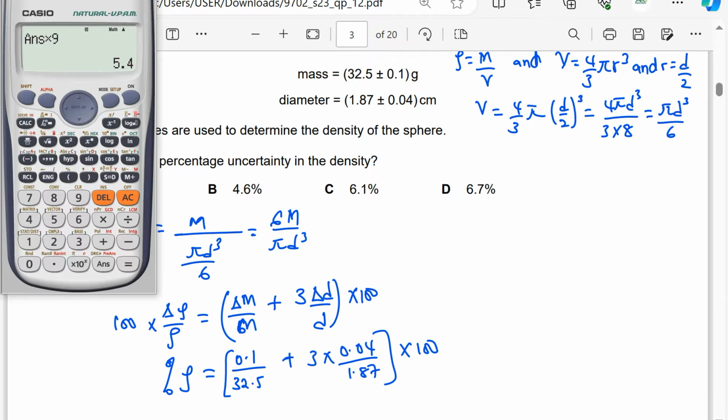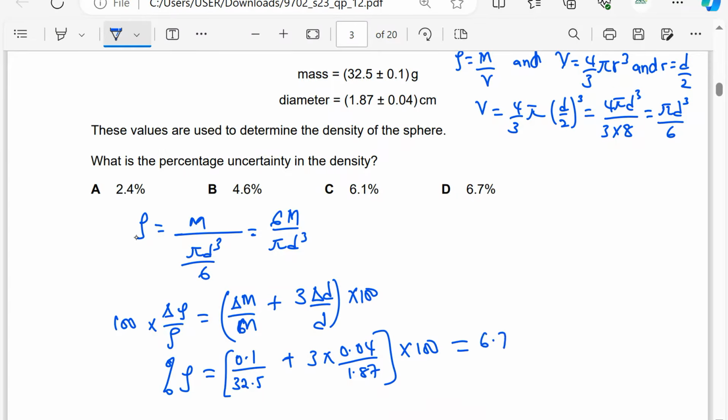I'll check with my calculator. So I have 0.1 divided by 32.5 plus 3 times 0.04 divided by 1.87. So I multiply this by 100. So this is giving me 6.7%. So this is 6.7%. So the answer is D.